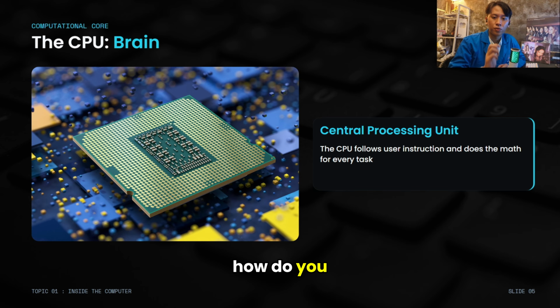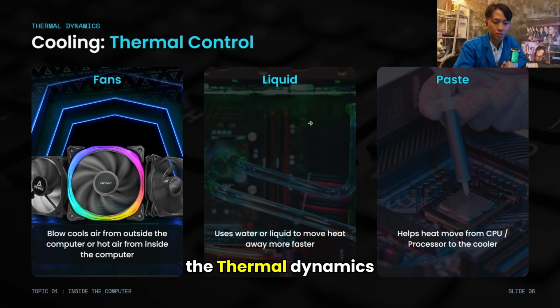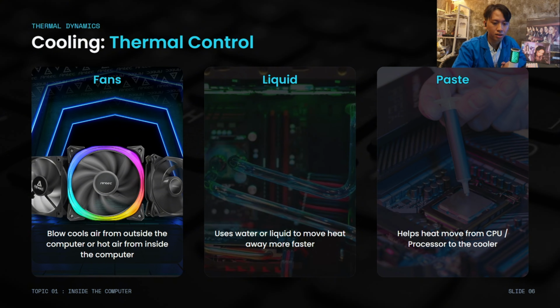Then, how do we fix the heat issue? We have the cooling system, the thermodynamics. High performance creates high heat. We use fans, liquid loops, and thermal paste. In my workplace, I often find PCs performing poorly because of thermal throttling. This is when the CPU slows itself down to 10% of its speed just to avoid melting. A simple cleaning or new thermal paste can often make a PC feel brand new again.